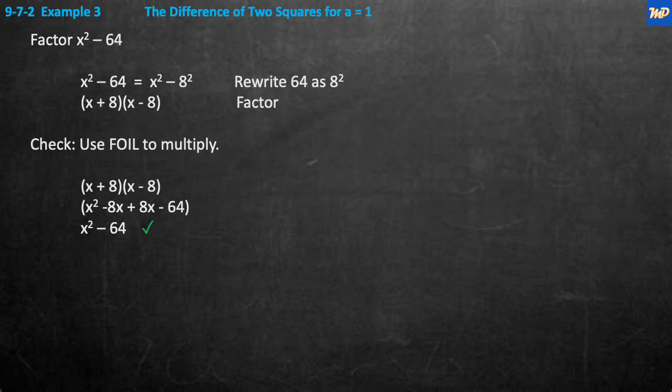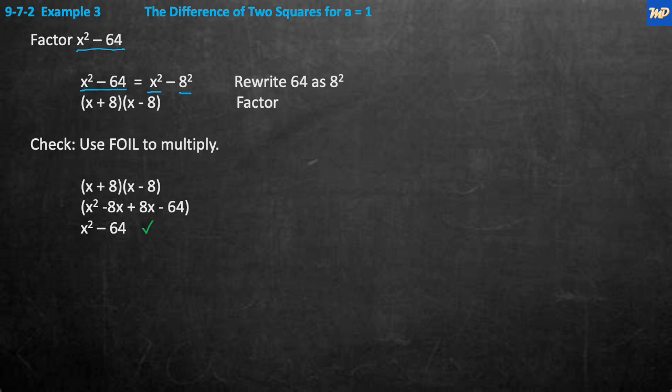Okay, example 3, the difference of two squares for a equal to 1. So first of all, here's the problem. It says factor x squared minus 64. Well, obviously x times x is x squared, so there's a square term right there. And 8 times 8 is 64. So we're already moving in the right direction, aren't we? So I'll write the problem down. x squared minus 64 is equal to x squared minus 8 squared.